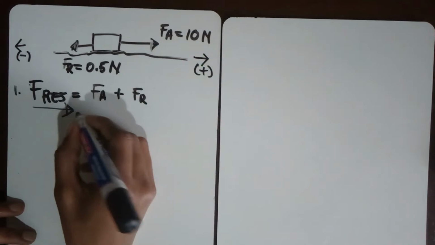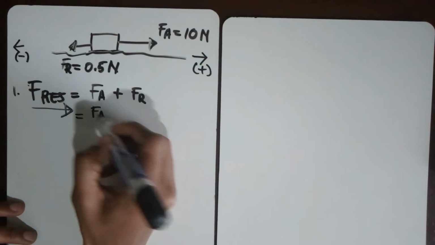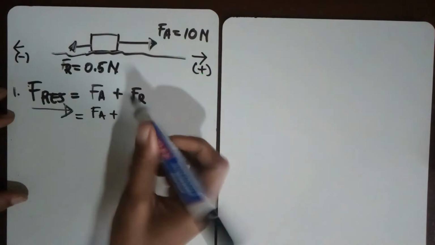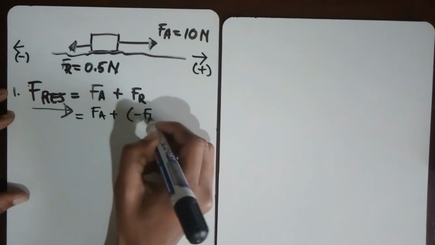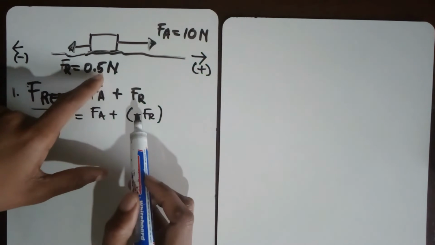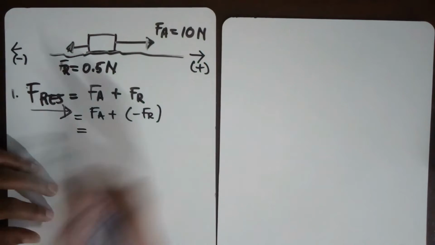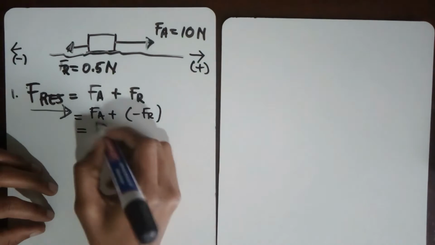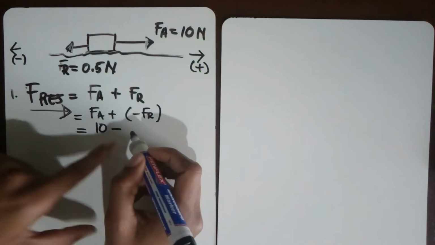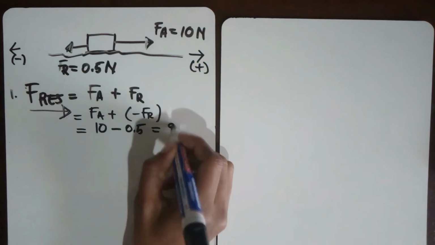So we say, okay, FA is positive because it's acting to the right, plus FR, it's acting in the opposite direction, so it's going to become negative. So the value that we have for the magnitude, we'll have to put a negative in front of it, right? So then in this case, we get 10, that's FA, minus, remember, a positive multiplied by a negative becomes a negative, minus 0.5, which will then give us 9.5.